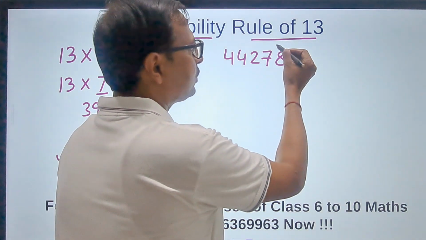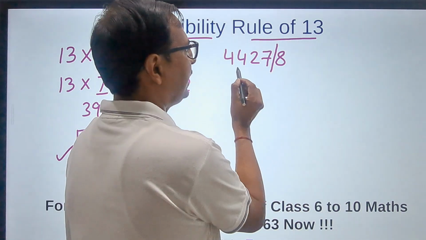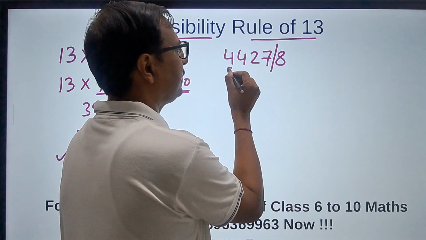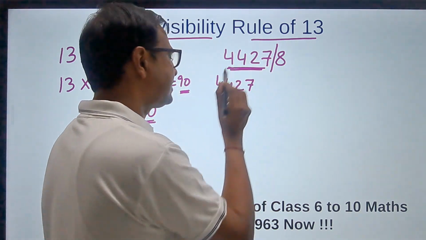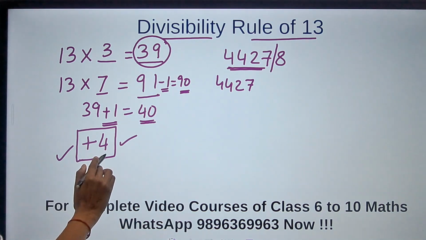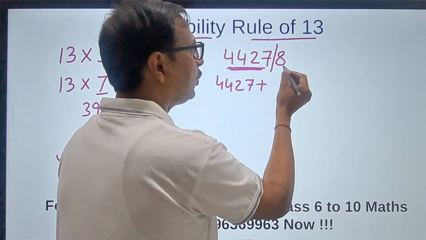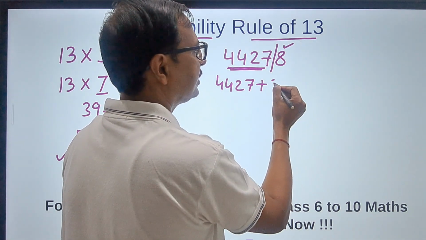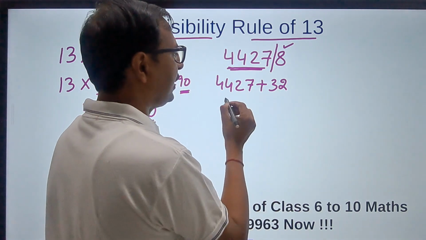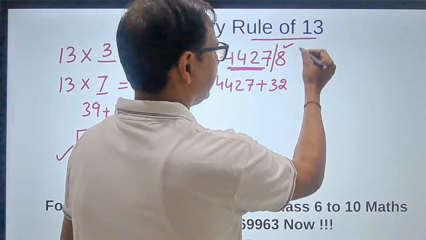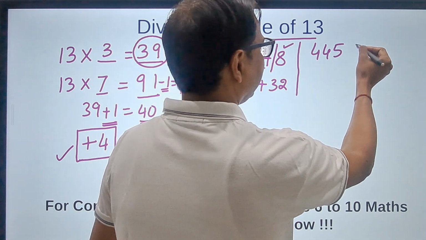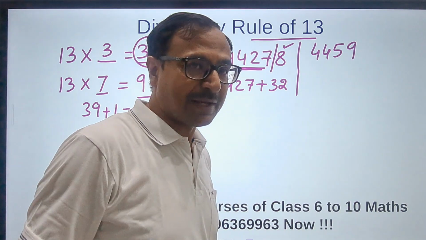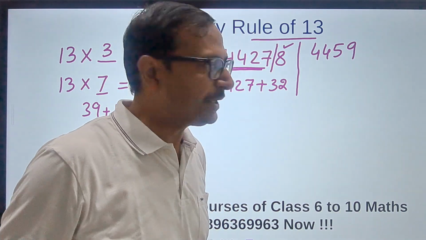So just separate out the unit digit, and the remaining number here is 4427. What do you have to do with this? Plus 4 times the unit digit, 32. And now if you add them, you will get the number 4459.